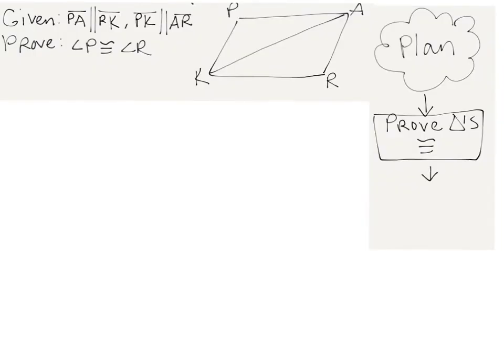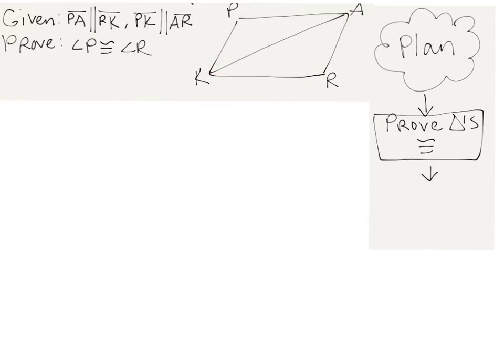If you're watching this video, then you're here for proof D. The first thing you're going to do is copy the given and prove, then this diagram, and then this little plan. We're going to come up with a plan of how to prove this. Here's what the given information says. PA is parallel to RK, and PK is parallel to AR. They want us to prove that angle P is congruent to angle R. Now the hint that I'll give you is that we are going to prove that these two triangles are congruent. But how are we going to do that?